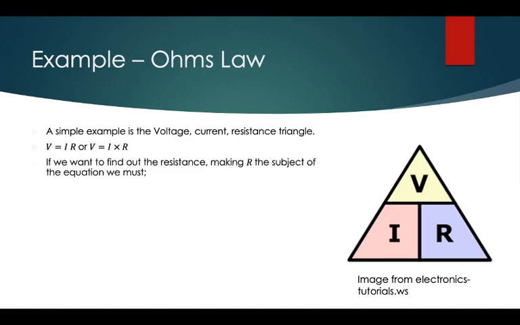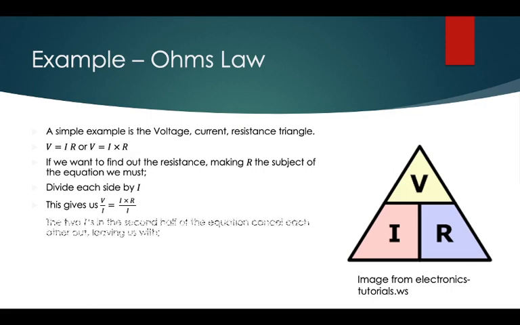If we want to find out the resistance, making R the subject of the equation, we must first divide each side by I. This gives us V over I equals I times R over I. The two I's in the second half of the equation cancel each other out. I over I would equal 1, so we can remove these from the formula. This would leave us with V over I equals R.